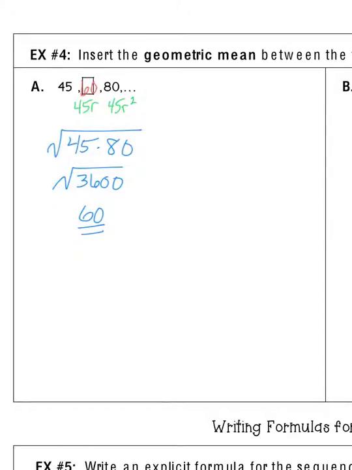Remember, I don't really know this. So if I took 45r squared and set it equal to 80, I could actually solve for r that way and then multiply the r to the 45 to get the 60. Plug it into here. Same thing over here.